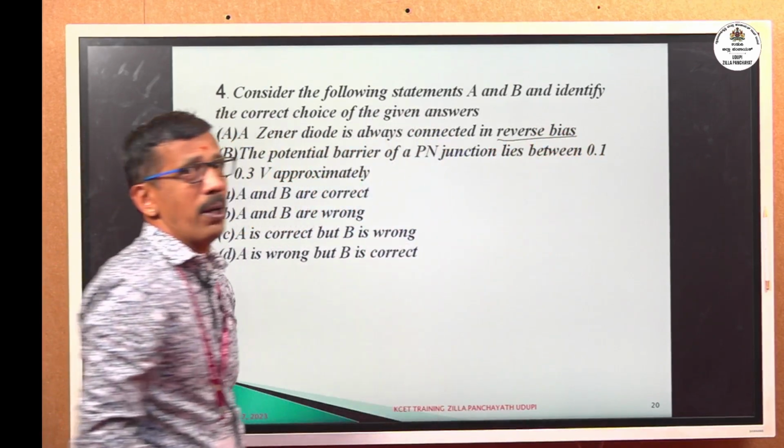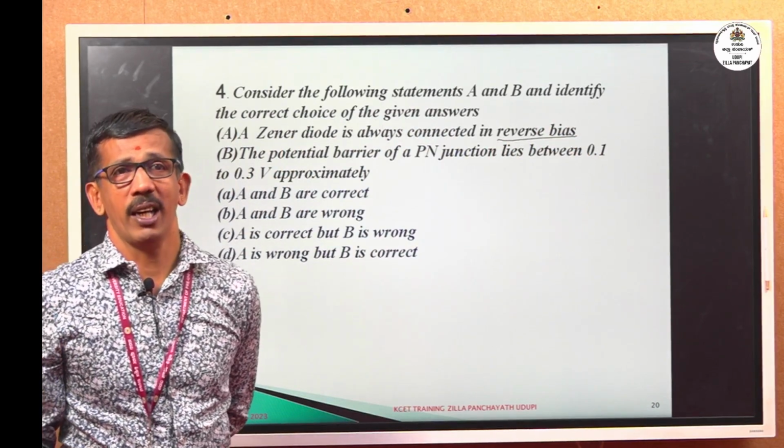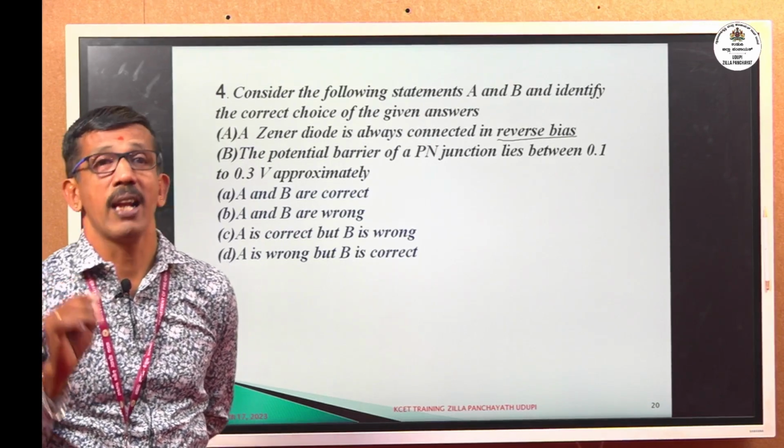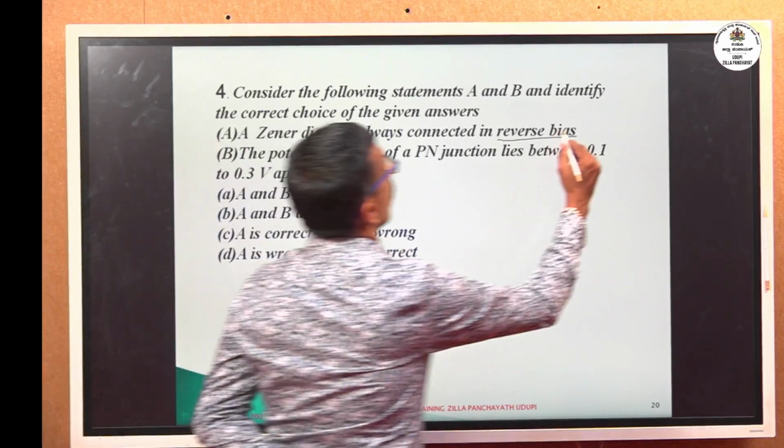Zener diode is a special purpose diode used as voltage regulator. To construct a voltage regulator by using a Zener diode, it is always connected in reverse bias. So, this is right.